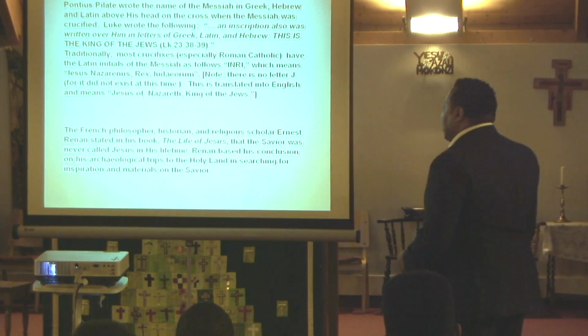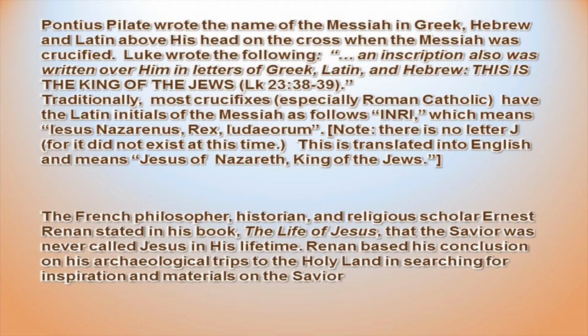Let's go to Pontius Pilate. Pontius Pilate wrote the name of the Messiah in Greek, Hebrew, and Latin above his head on the cross when the Messiah was crucified. Luke wrote the following: the inscription also was written over him in letters of Greek, Latin, and Hebrew. This is the King of the Jews.